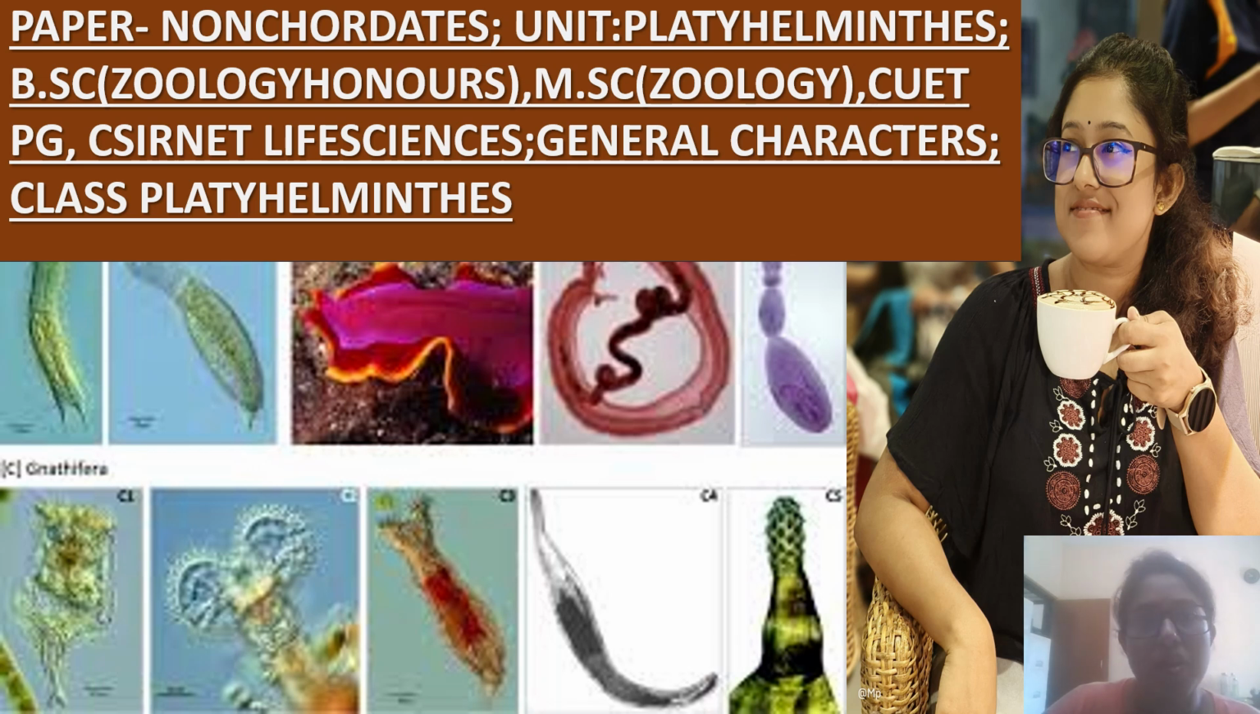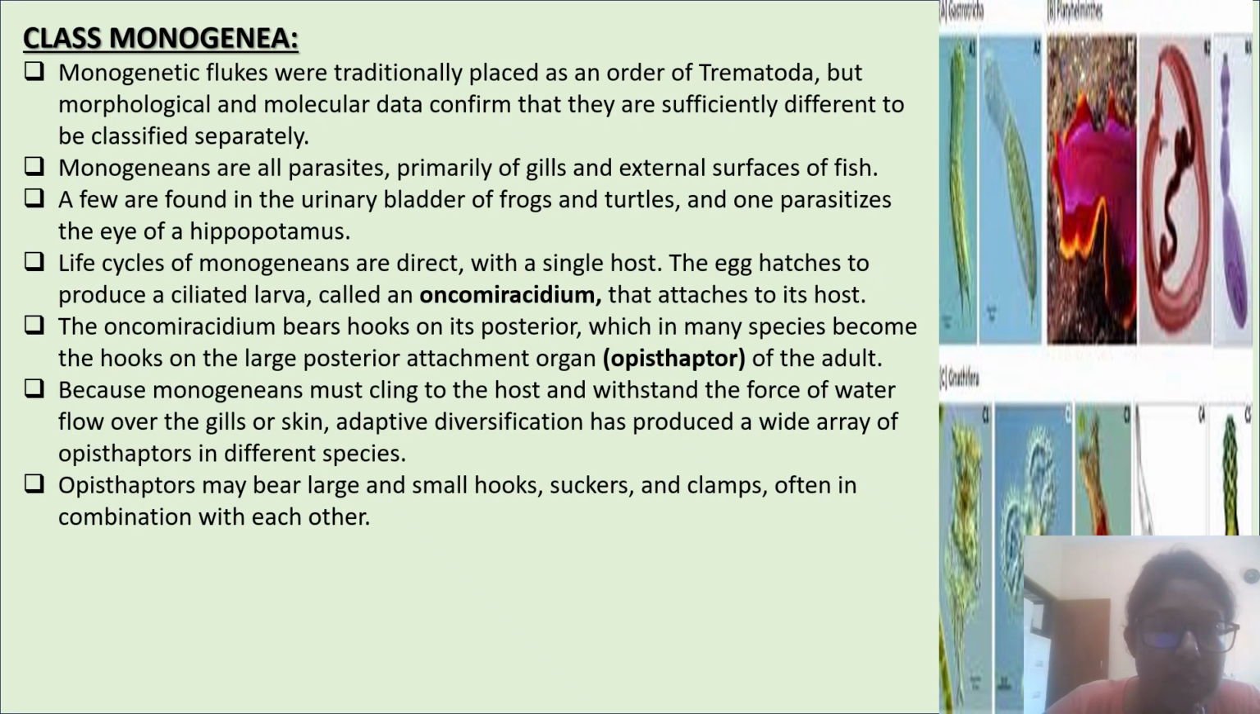Paper: Non-Chordates or Invertebrate Zoology. Unit: Platyhelminthes. The topic is the general characteristics of the class of Platyhelminthes. Monogenetic flukes were traditionally placed as an order of Trematoda, but morphological and molecular data confirm that they are sufficiently different to be classified separately.